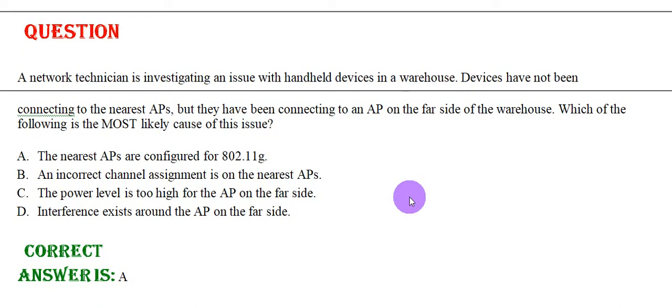A network technician is investigating an issue with handheld devices in a warehouse. Devices have not been connecting to the nearest APs, but they have been connecting to an AP on the far side of the warehouse. Which of the following is the most likely cause of the issue? Option A, the nearest APs are configured for 802.11g. Option B, an incorrect channel assignment is on the nearest APs. Option C, the power level is too high for the AP on the far side. Option D, interference exists around the AP on the far side. The correct answer is option A.